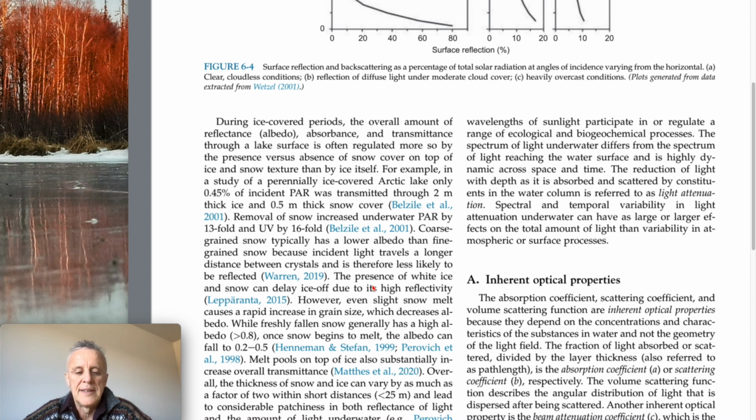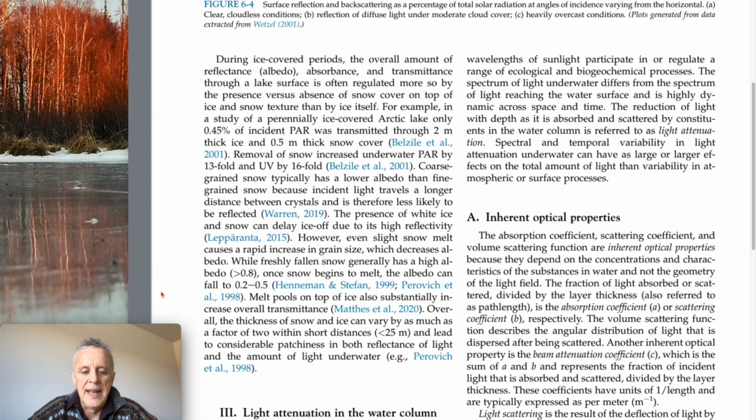Coarse-grained snow typically has a lower albedo than fine-grained snow because incident light travels a longer distance between crystals and is therefore less likely to be reflected. The presence of white ice and snow can delay ice off due to its high reflectivity. However, even slight snow melt causes a rapid increase in grain size, which decreases albedo, while freshly fallen snow generally has a high albedo, greater than 0.8. Once snow begins to melt, the albedo can fall to between 0.2 and 0.5. Melt pools on top of ice also substantially increase overall transmittance.